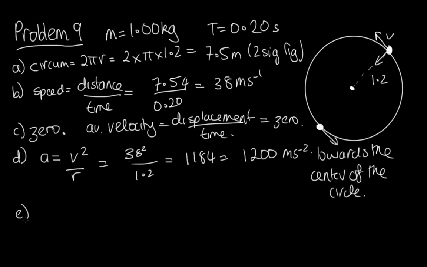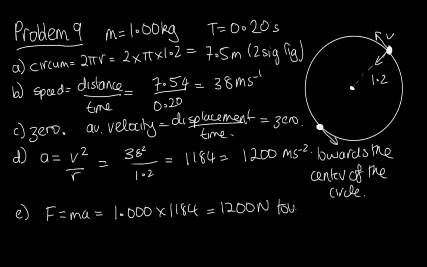And then part E, we're asked what is the net force that acts on the object at this point. So we just know that the net force is equal to the mass times the acceleration. So this is just 1.00 times 1184. So this is equal to 1,200 newtons towards the center of the circle.